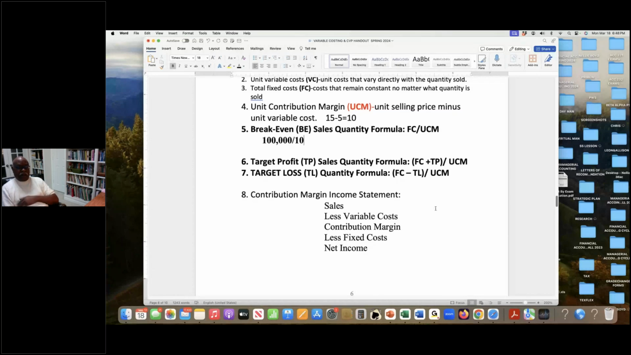Sales less variable costs, contribution margin. Less fixed costs, net income. Any questions?